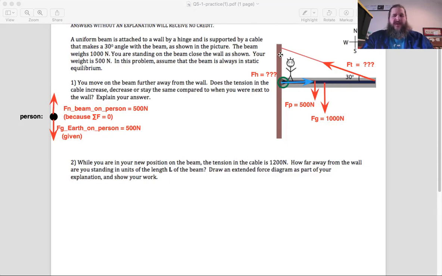But what should we expect about all the torques acting on the beam? They add up to 0. Yeah, there's no rotational acceleration involved here, so we should expect all the torques to add up to 0. So if the person's torque increases because the person's moving further out, longer radius, what's the only other torque that could change here?